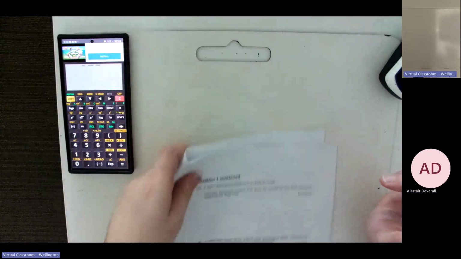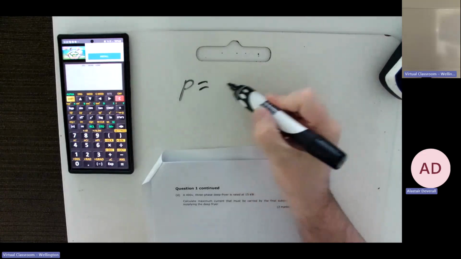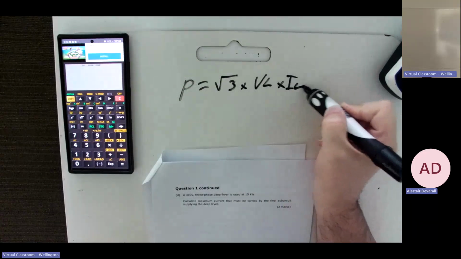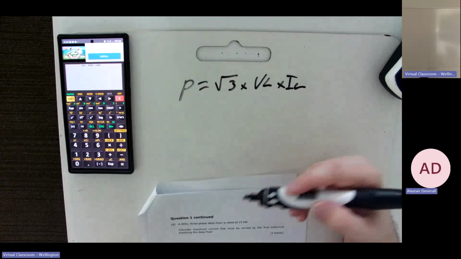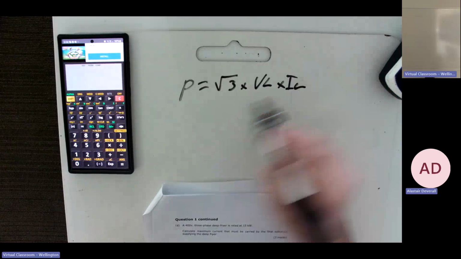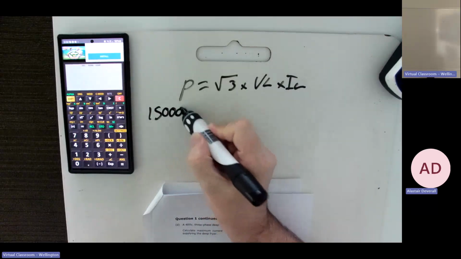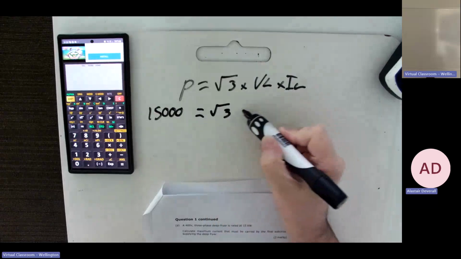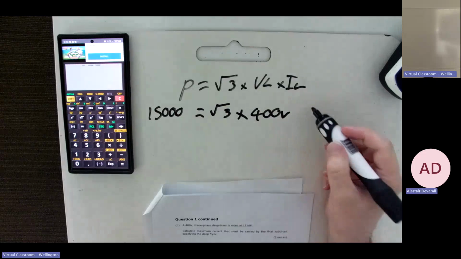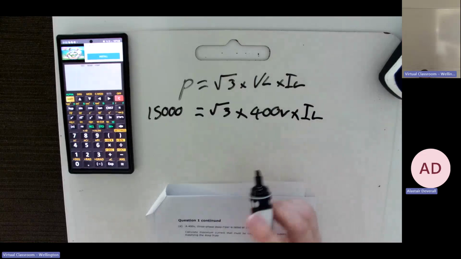So the formula that we're using here is power equals square root of 3 times V line times I line. Now, we need to calculate I line for this one because we're after the total current. So we have our values that we substitute in. So power is 15,000 equals square root of 3 times our V line, which is 400 volts, times by our I line. Now, we want to get our I line.